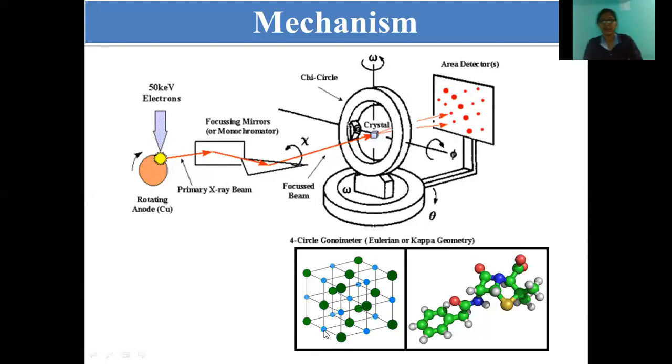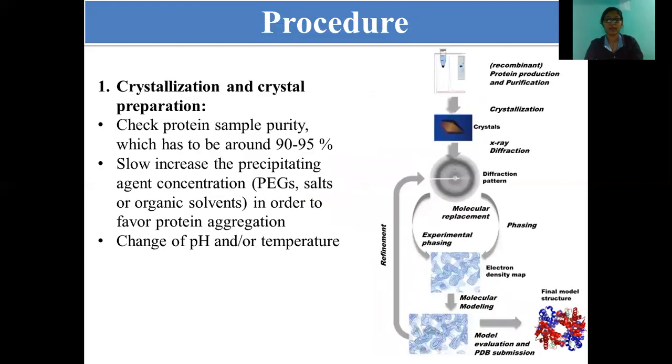The crystal can also move in all directions. Suppose this is a protein crystal and the X-ray is coming from this direction. The proteins may be present at this side or that side, so the crystal will rotate slightly like this, so that each and every side and edge of the protein crystal is exposed to the X-ray beam. So this is all about the mechanism of X-ray crystallography. Next we'll see how it is performed.